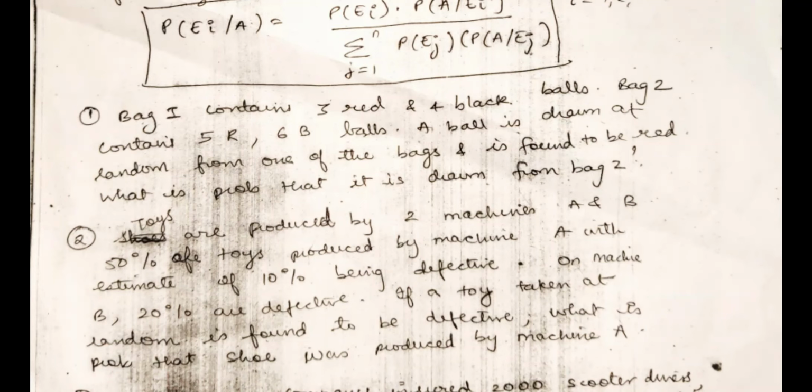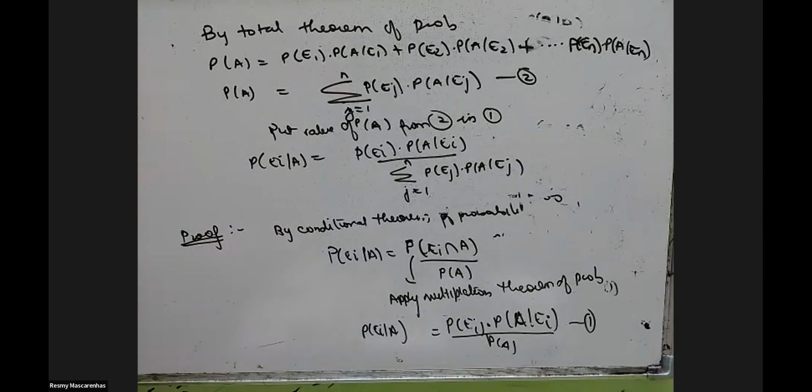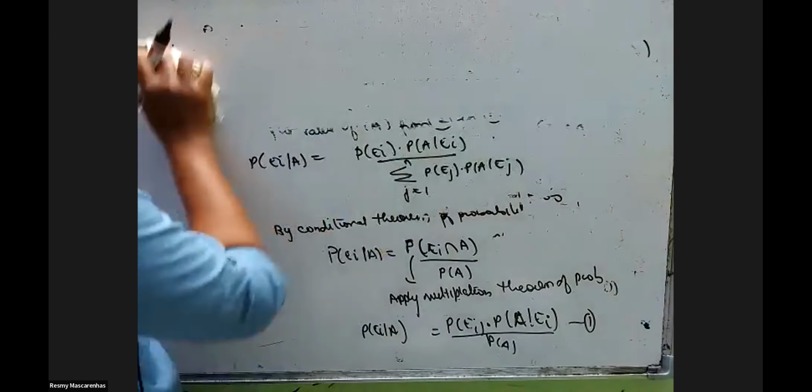First one: Bag 1 contains 3 red and 4 black balls. Bag 2 contains 5 red and 6 black balls. A ball is drawn at random from one of the bags and is found to be red. What is the probability that it is drawn from bag 2? Okay, so first I'll frame both the ways: how it would have been asked in total probability and how it is asked in Bayes theorem. Try to understand this first.